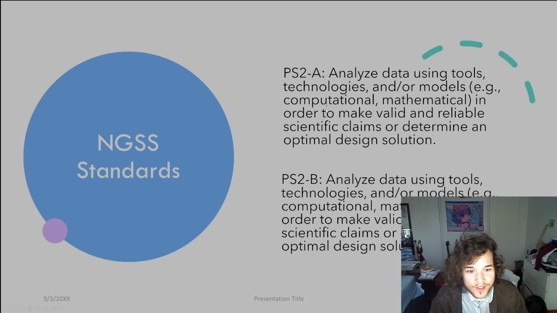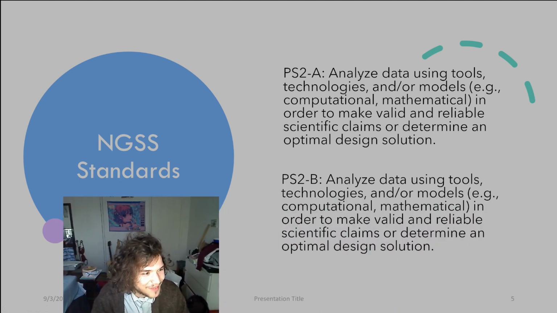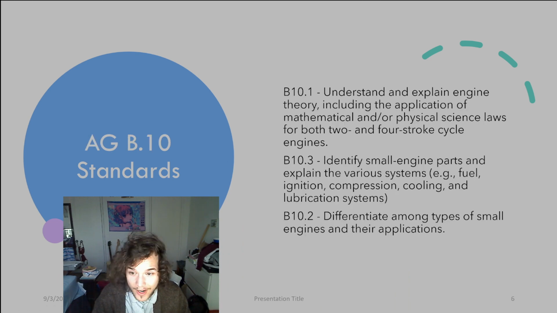So these are our NGSS standards right here. Go ahead and pause to read them. I'll move over so you can see them. And our AG standards are the B through 10. We're actually going through 3 of them despite not learning how to construct an engine.